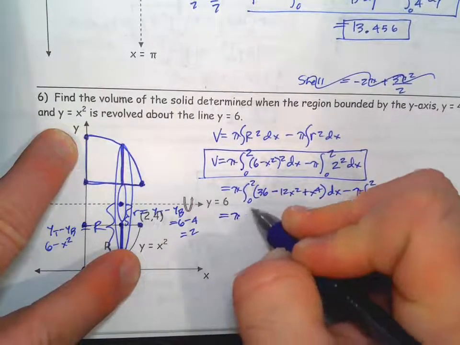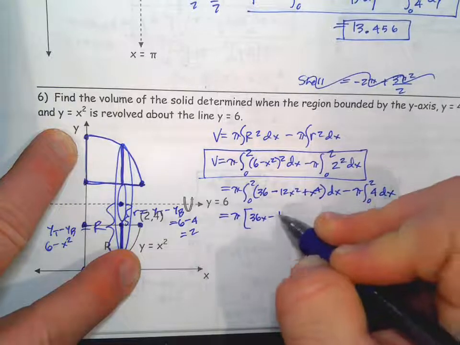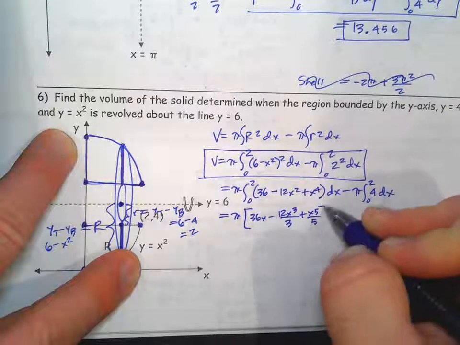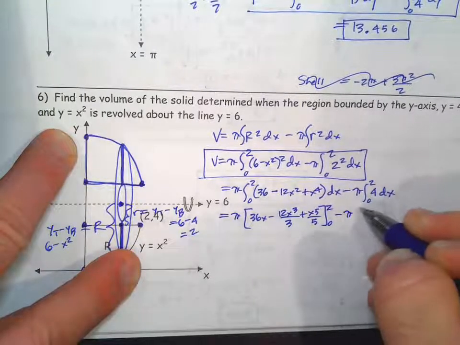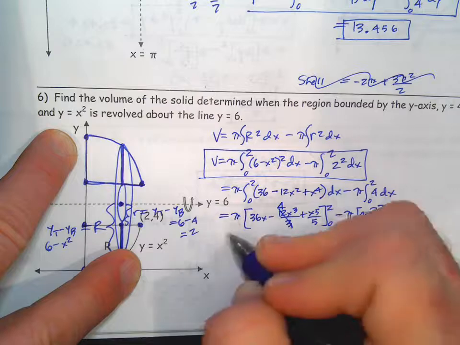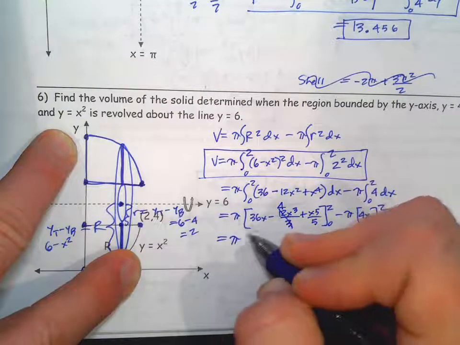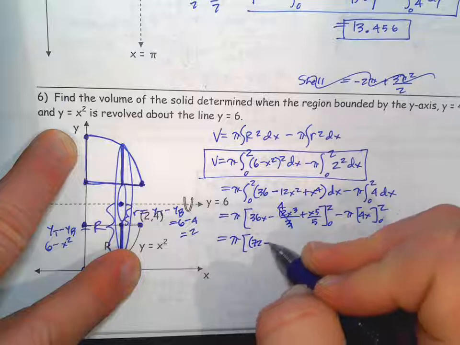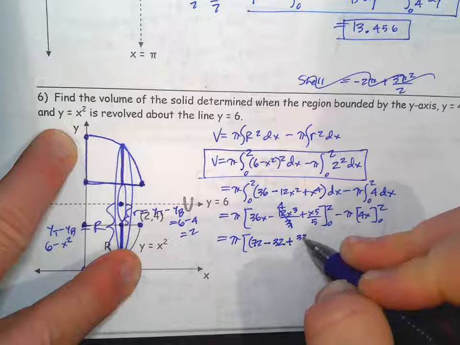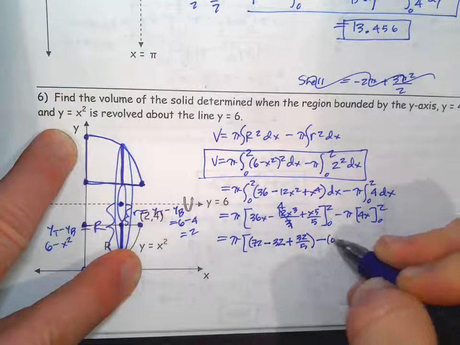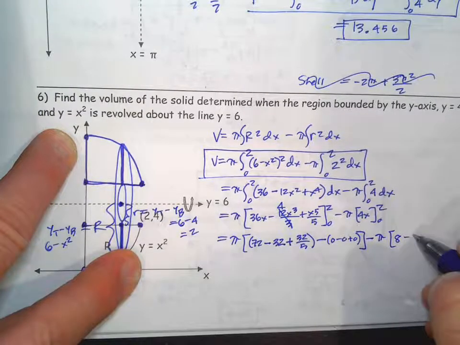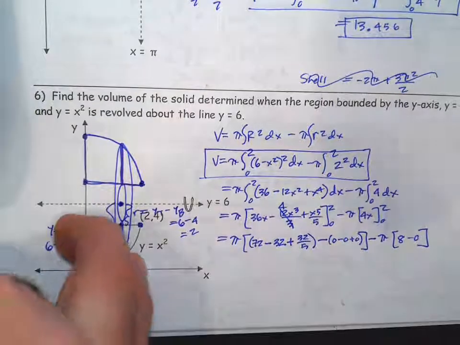The antiderivative is going to be 36x minus 12x to the 3rd divided by 3 plus x to the 5th over 5, 0 to 2, and 4x, 0 to 2. So we plug 2 in and we get 72 minus 32 plus 32 fifths minus 0 minus 0 plus 0. And then we plug 2 in here, we get 8 minus 0. So now we just got to simplify it.